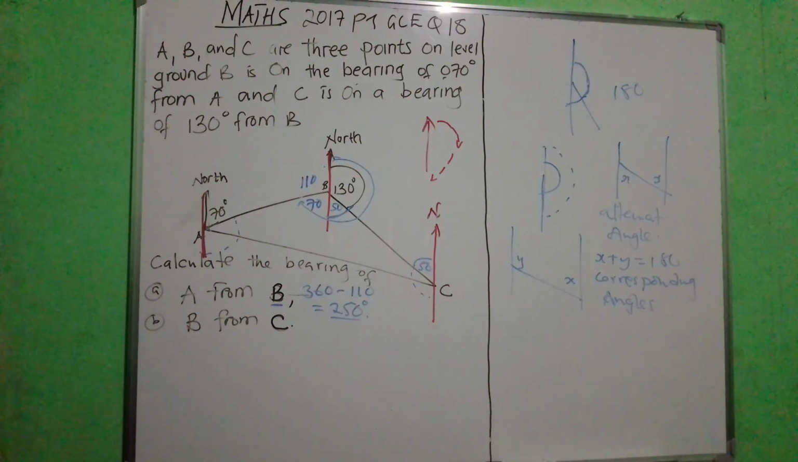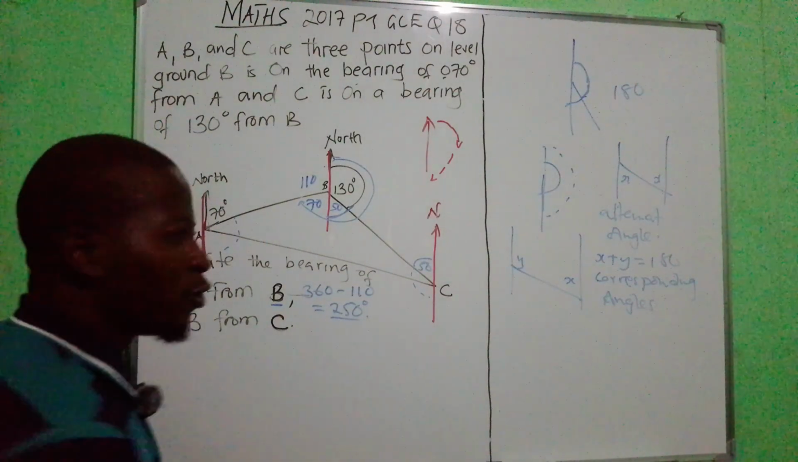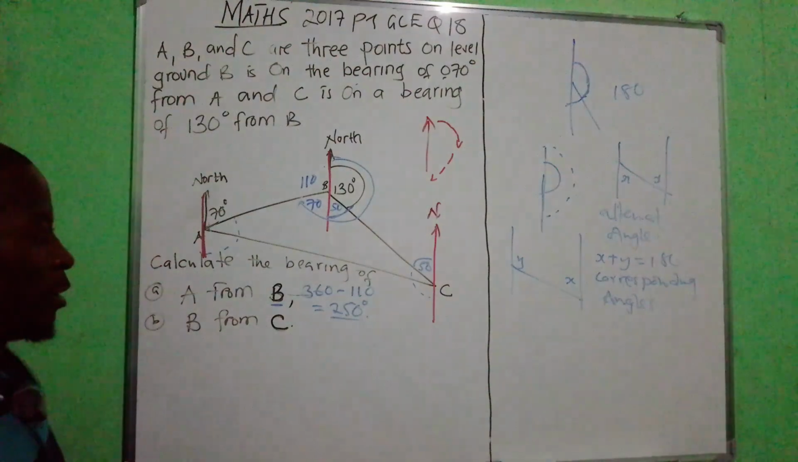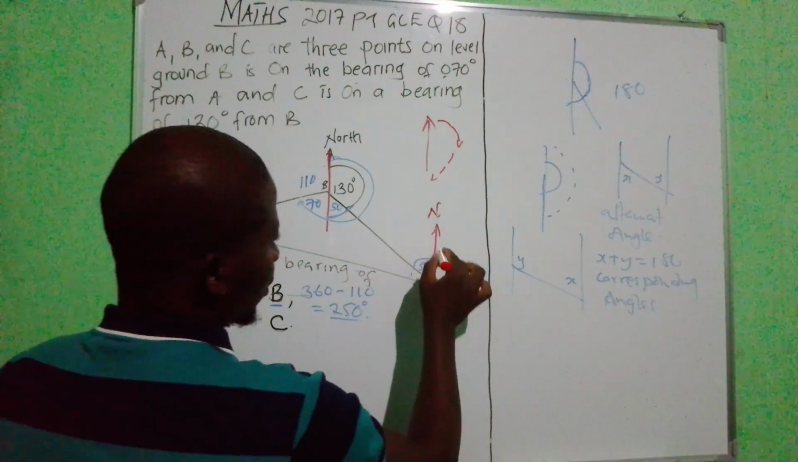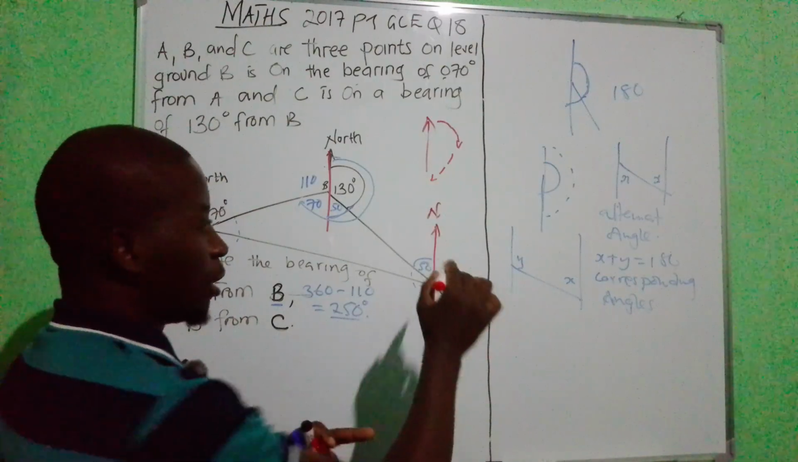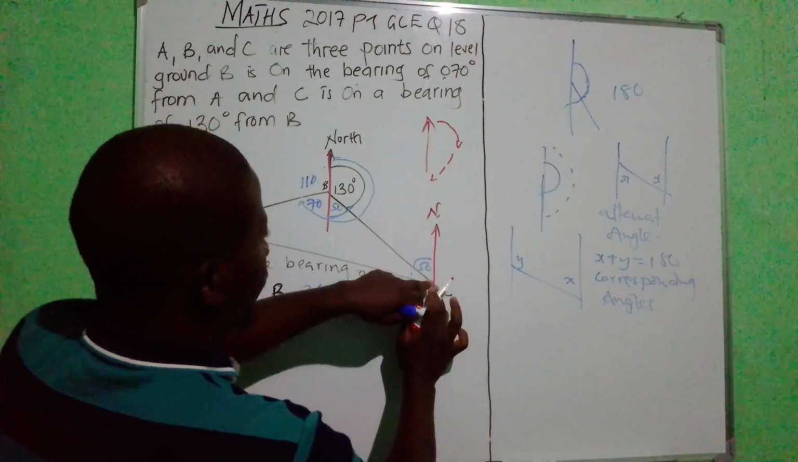We go to the next question, where they are saying calculate the bearing of B from C. So you stand at C until you find the line going to B. So you start rotating in this direction. This is the North Pole. You start rotating in a clockwise direction. So we know the line of B from C is this line.